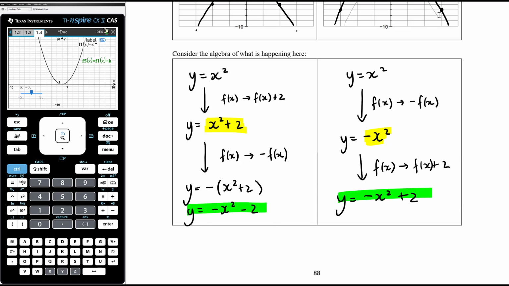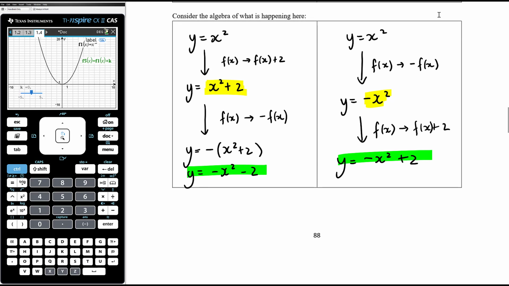Okay, so the order that you do those two things in matters. In the first example, we added 2 and then multiplied by negative 1. In the second example, we multiplied by negative 1 and then added 2. And that creates 2 different things, all right? If you take something and you add 2 to it and then you multiply it by negative 1, it's not the same as taking something and multiplying it by negative 1 and then adding 2 to it, okay?